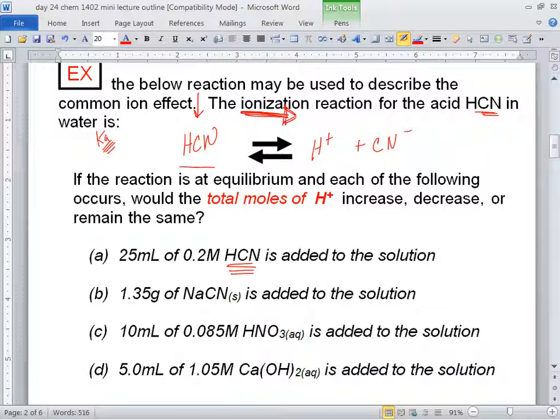So it has to decrease. It's going to form it, right? You have too much HCN. It's got to shift over there. So you're going to make more H plus. You're going to make more CN minus because you got too much HCN right now. Just increase it. What if I add some sodium cyanide solid?